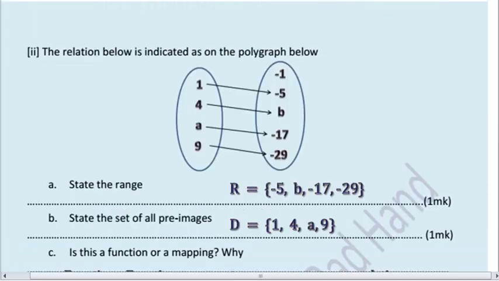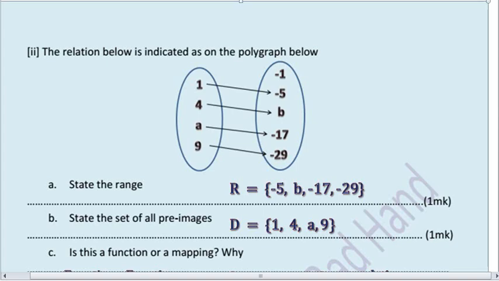The B part, the relation below is indicated on the arrow diagram below. State the range. The range is the set of all the images, and for the images here, you have minus 5, minus 17, minus 29. Minus 1 is not part of it because it has not been used. The range is the set of all images, the elements that have been used in the codomain. State the pre-images. The set of pre-images is actually also called the domain. So the set of pre-images will have 1, 4, 8, 9.